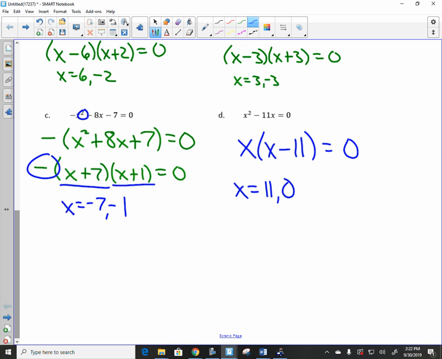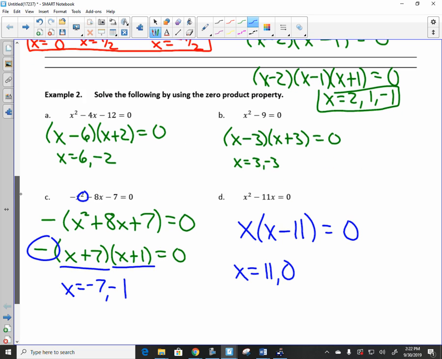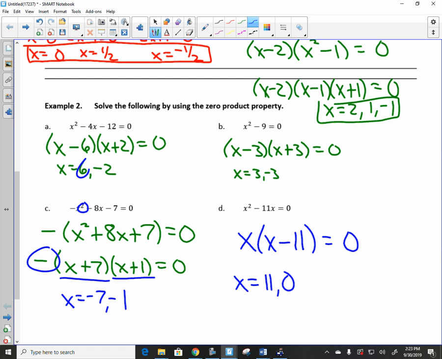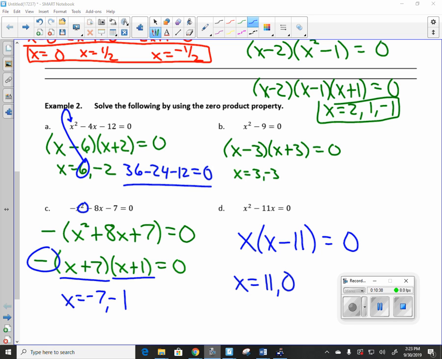And please note that you can always check your answers by plugging them back in. You plug this 6 back in, 36 minus 24 minus 12, is that equal to 0? Sure enough, it is. You can always check to see if it works out, okay? We'll end that lesson there. I do have an answer key provided already, ready to go.